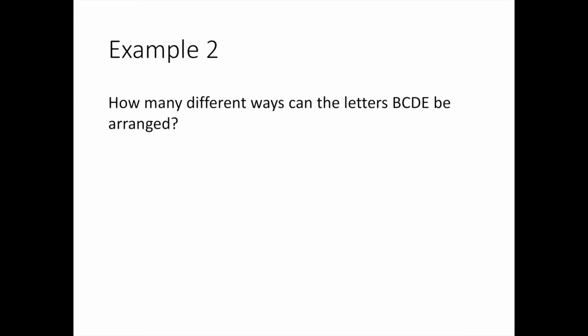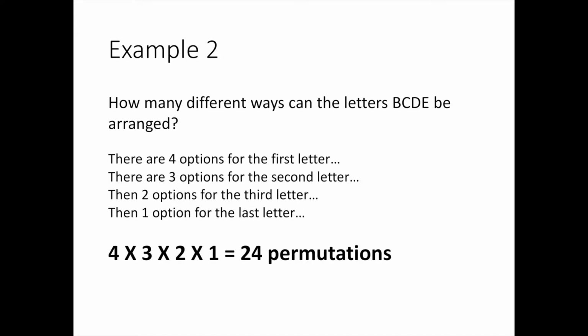So let's have a look at another example. How many different ways can the letters B, C, D, E be arranged? Okay, well there are 4 letters. So there are 4 options for choosing the first letter, 3 for the second, 2 for the third, and so on. So there are 24 permutations in total because 4 times 3 times 2 times 1 gives you 24.